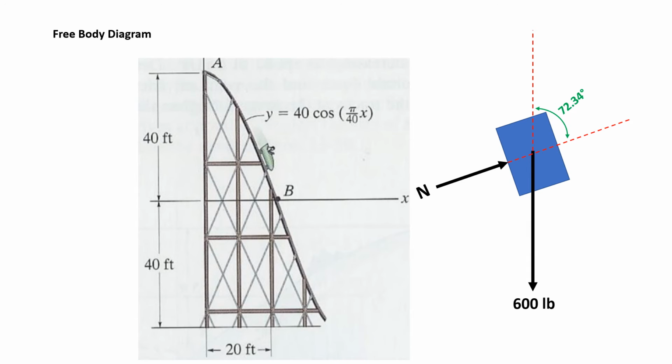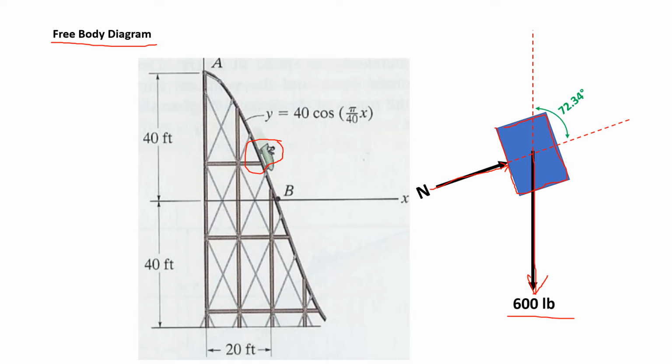So before we begin our solution, what I like to do is draw out my free body diagram. What I've done here is simplify our car going down the roller coaster with this rectangular little box. I know we have a normal force coming up from the track pushing onto the cart, and a weight force acting down in our negative y direction of 600 pounds.